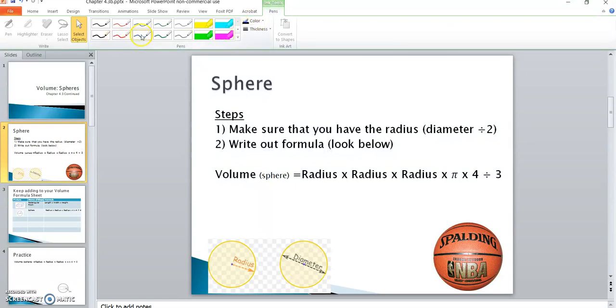Now, if we have the diameter, which is all the way across the circle, then we just simply divide it by 2. And then from there, we're able to finish off our formula, which is radius times radius times radius times pi times 4 divided by 3. So a bit more of a longer one.